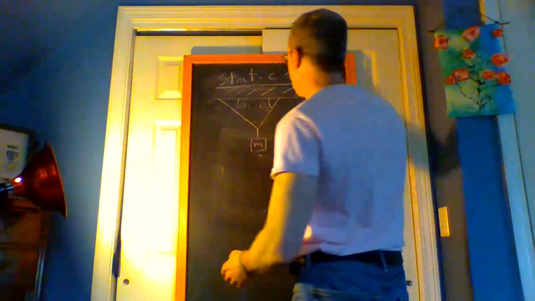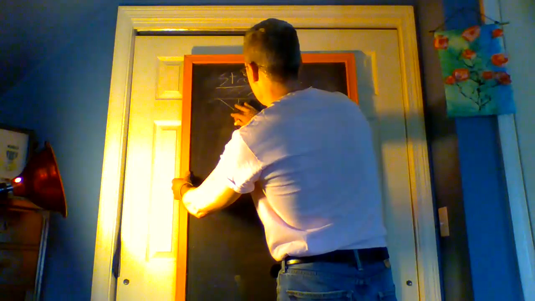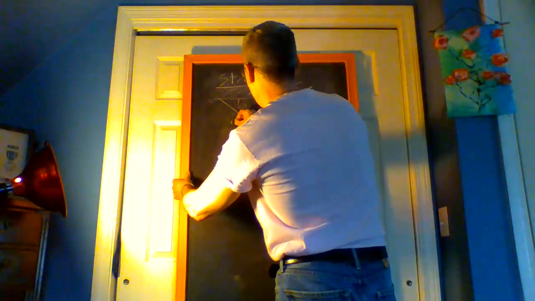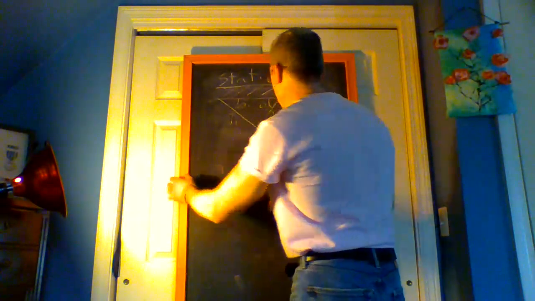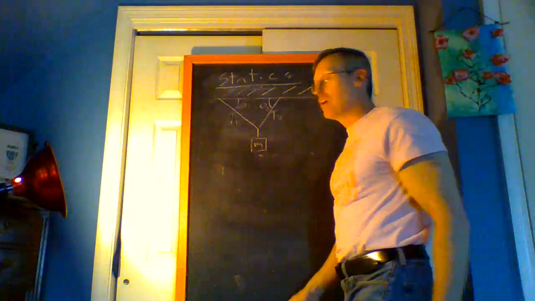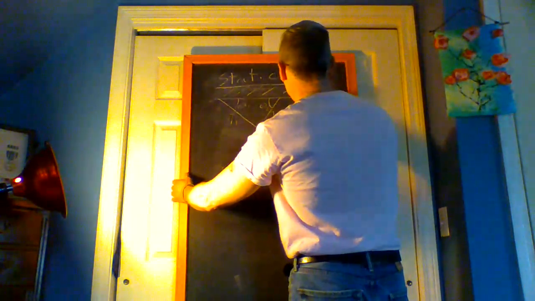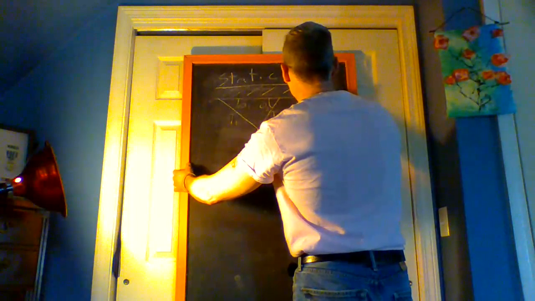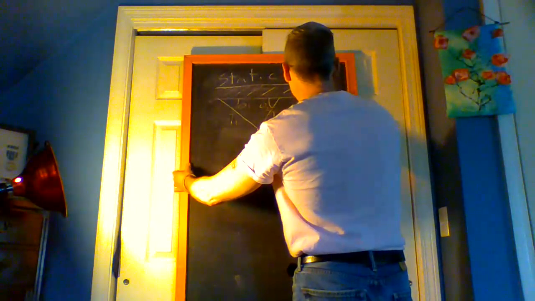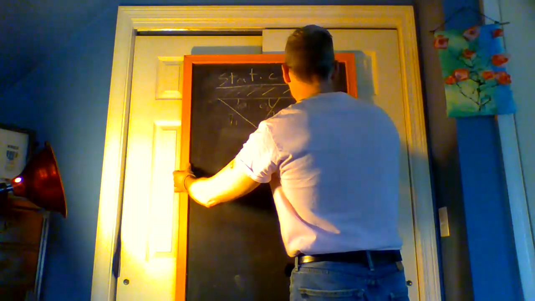So I'm going to call the force in this rope tension number 1, so I'm going to call it T1. And then I'm going to call this T2. Okay, and so what I want to do is, let's say I know the mass, that's known. And what I want to do is find what is T1 and what is T2.